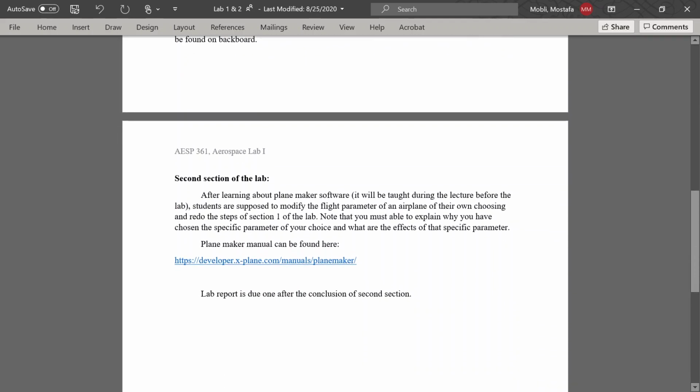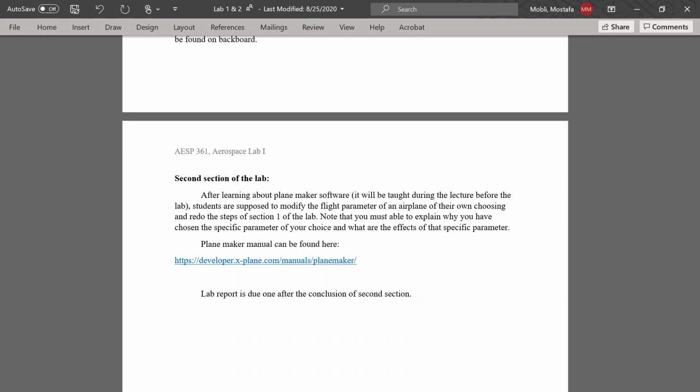Second lab, as I said, we are going to use a different software. It's called Playmaker. We are going to change some parameters of the plane you have already used, right? And see how that specific parameter will affect your flight performance, right? How it is going to change the stalling of a specific plane, right?